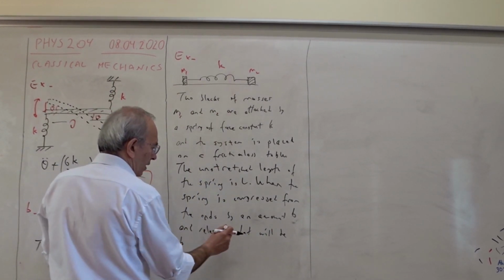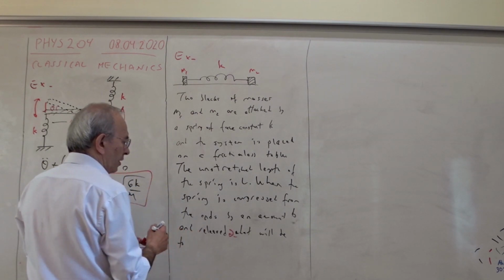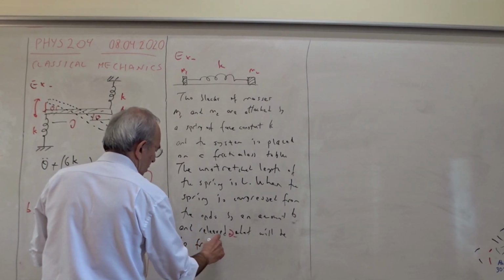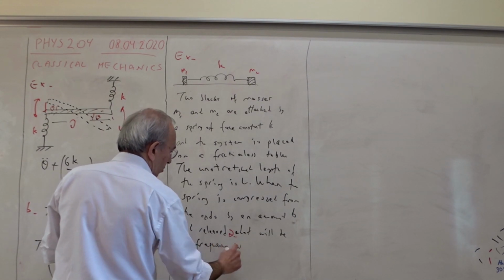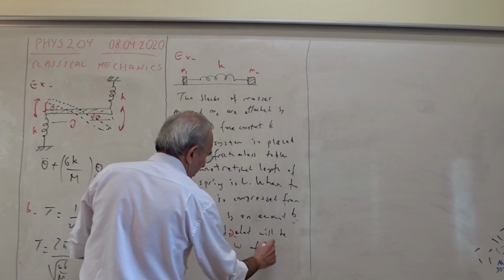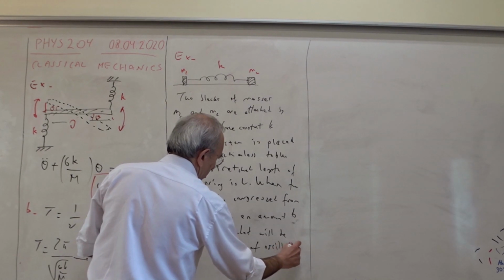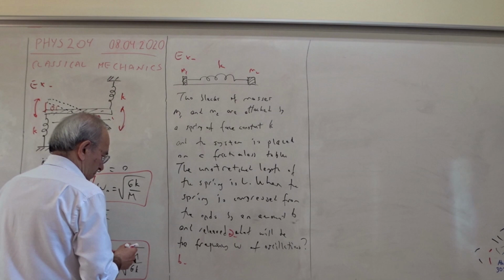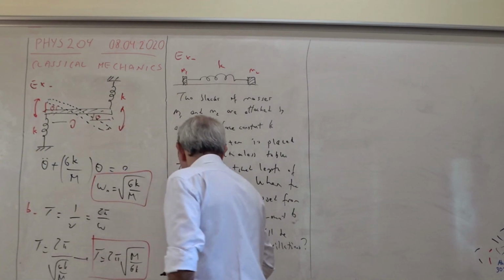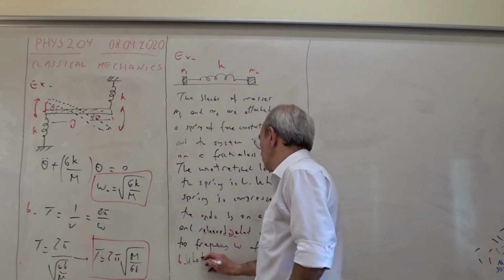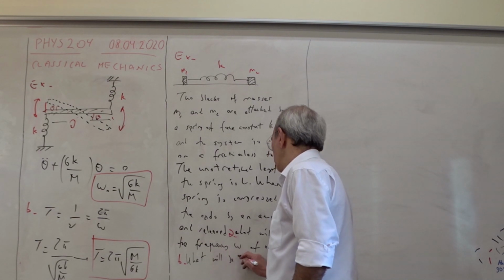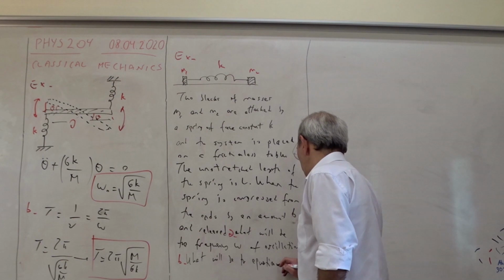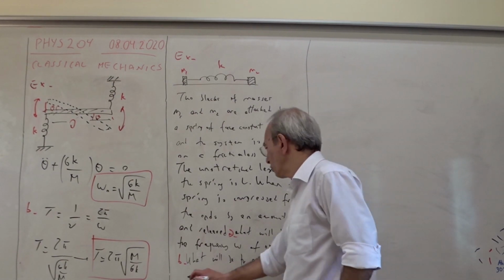Let it be part A: what will be the frequency omega of oscillations? And part B: what will be the equation of motion? Equation of motion.